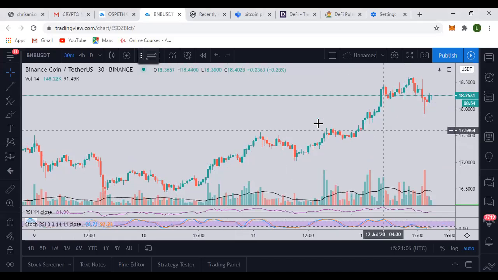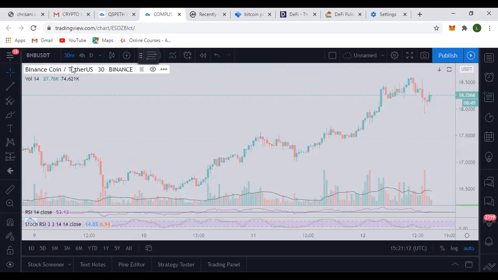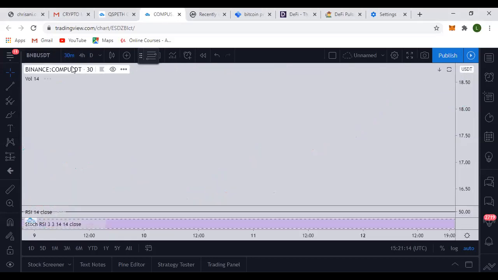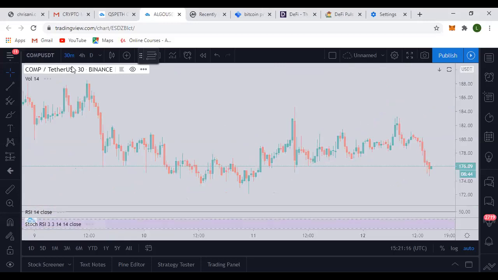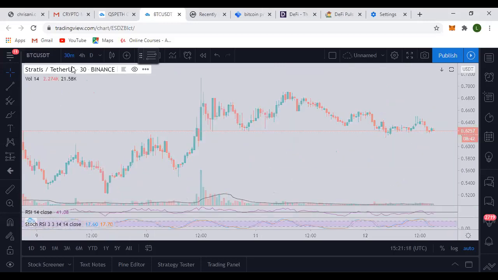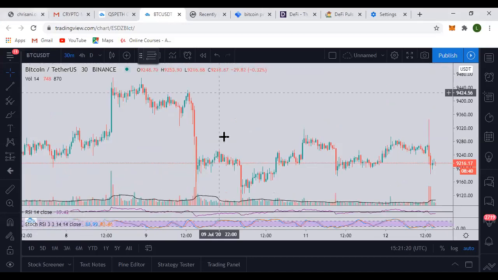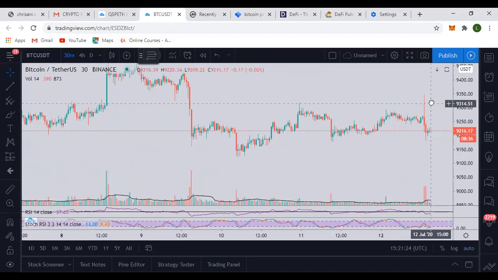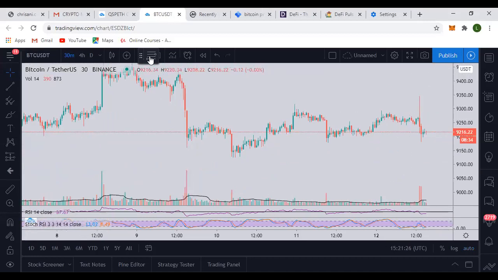Okay, this is Binance Coin. Let's look at Bitcoin. Okay, this is BTC. So I want to explain to us what support and resistance is, especially the new guys who don't know what support and resistance is. Please, if you can't hear me, kindly indicate.